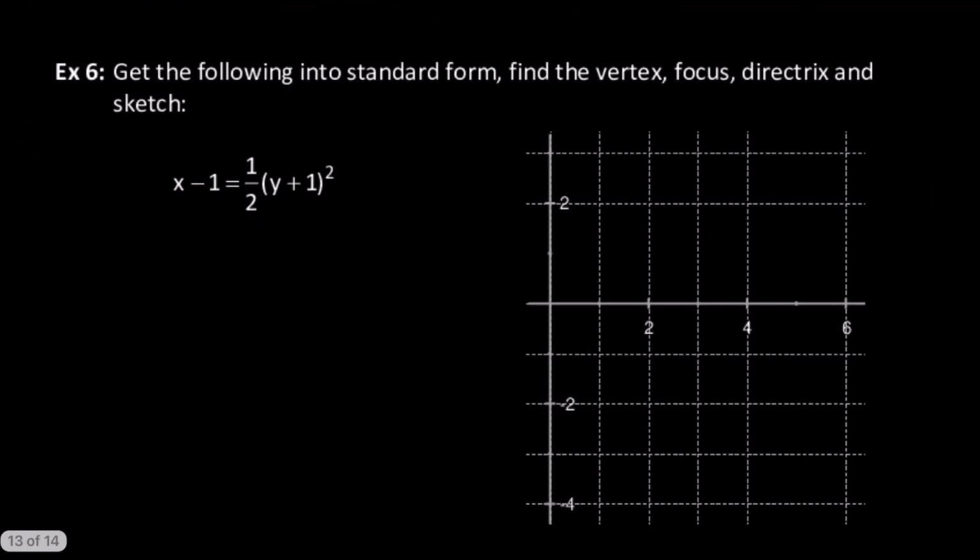Okay, moving on. Example 6. Get the following in standard form. Find the vertex, focus, directrix, and sketch. Well, it's already in standard form. Awesome. Next thing I want to know is if this is x equals y squared, what type of parabola is that? X equals y squared opens to the right. Okay, so I know I'm going to be sketching a parabola that looks like this.